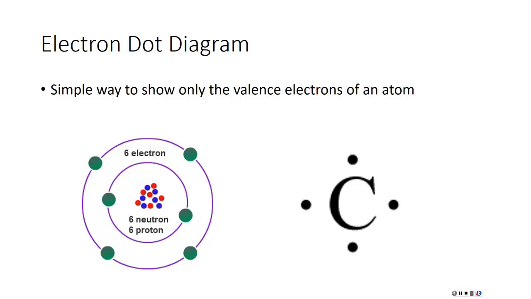So the dot diagram is made up of 2 parts. The first part is the symbol for the element. So that's going to be the letter C. And then the number of dots you have corresponds to how many valence electrons you have. So in this case, we have 4 valence electrons. So we've got 4 dots around our C.